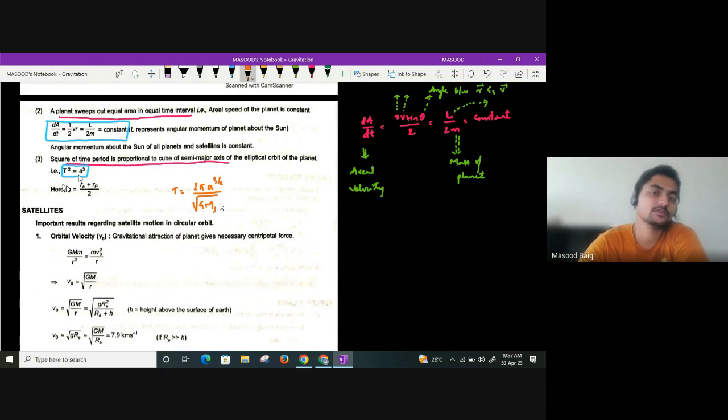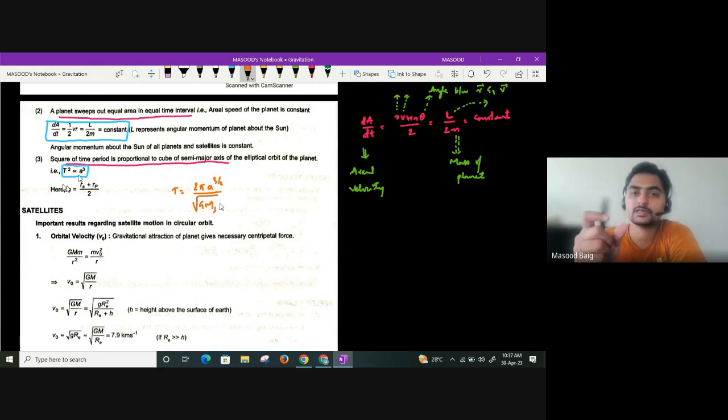First law states, it is law of orbits. All planets revolve around the sun in elliptical path, with sun as one of its focus. So what are the points to remember from first law? When it is near to the sun, it will move with more speed. At one point, it will be nearest to the sun. That point is called perigee, a into 1 minus e. At one point, it will be farthest from the sun. That point is called apogee, whose distance will be a into 1 plus e.